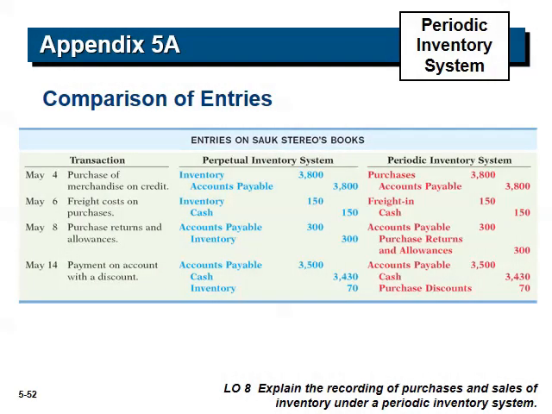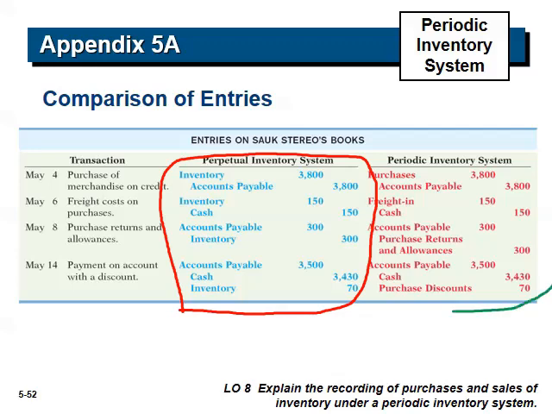Here's just an example, that same example that we did earlier, which is right here in the middle in the blue numbers. Those are the transactions we recorded earlier under the perpetual system. And then over on the right here is the same journal entries under the periodic system. And some of the big differences is the fact that you use inventory versus purchases, inventory versus freight in, inventory versus purchase returns and allowances, inventory versus purchase discounts.